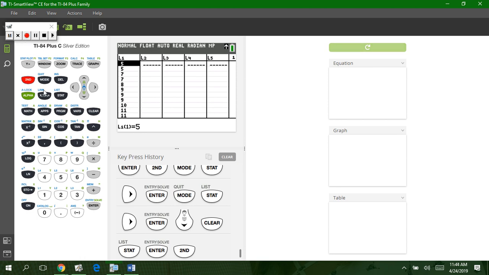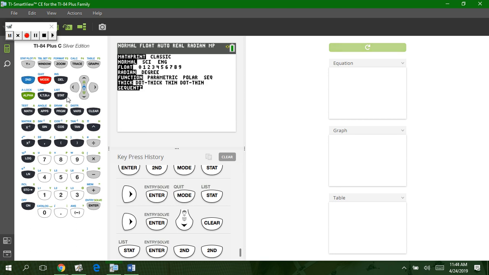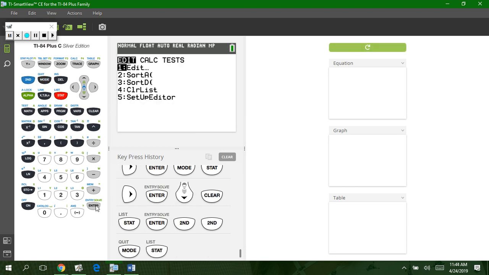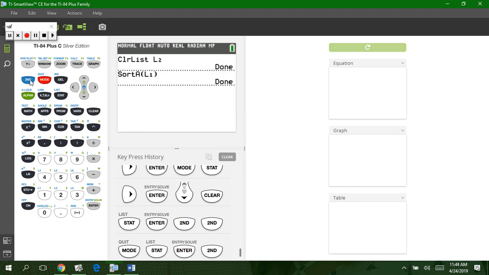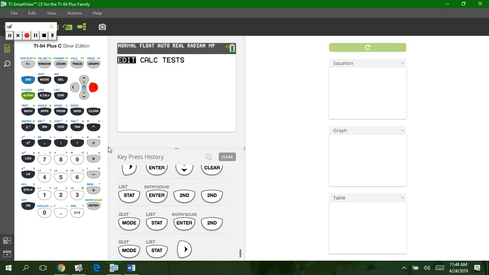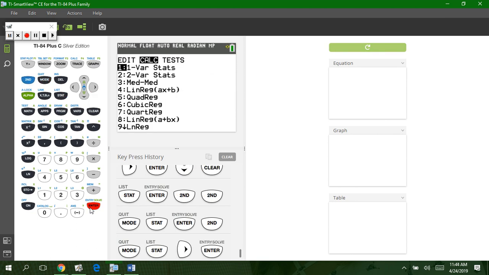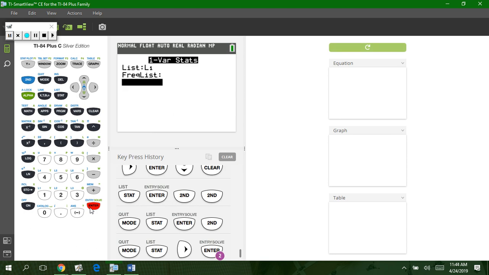Let's go on. Okay, so stat, calculate, 1 var stat. We do not have a frequency list, so we just hit enter, enter, enter. Now, once again, Brady, just make sure you hit L1. And if you were going to have a frequency list, you'd go L1, comma, L2, and then close it off. Make sense? Okay. All right, here we go.